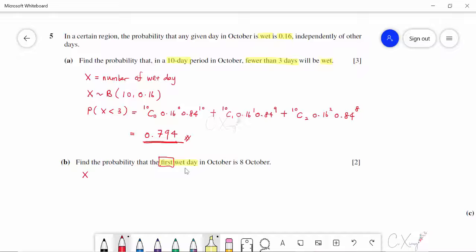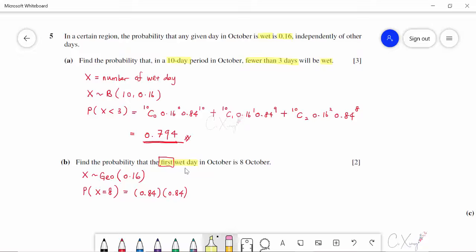So for part B, you can write it out: geometric distribution, and then p will be the probability for a wet day on any particular day, which is 0.16. Now they said the first wet day is on the 8th of October. That means x equals 8, where on the 1st of October it is a dry day, not a wet day, so it will be 0.84. On the 2nd of October it is also the same, 0.84. It is not a wet day either.